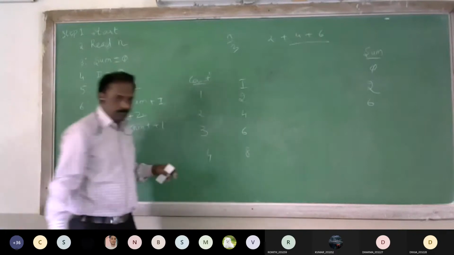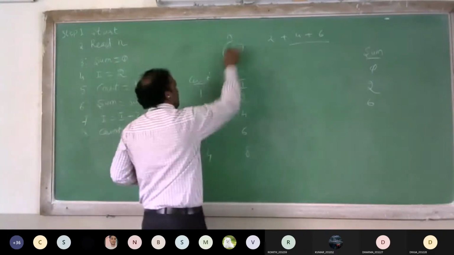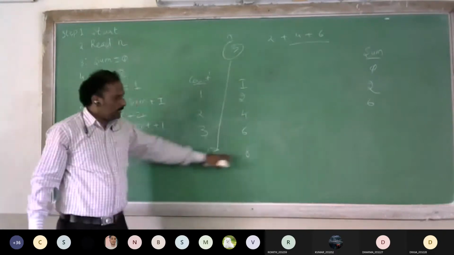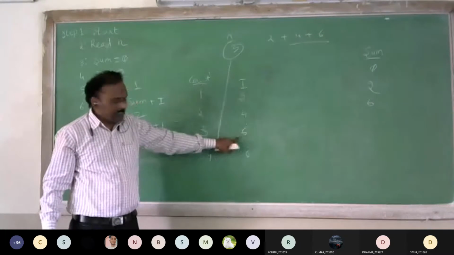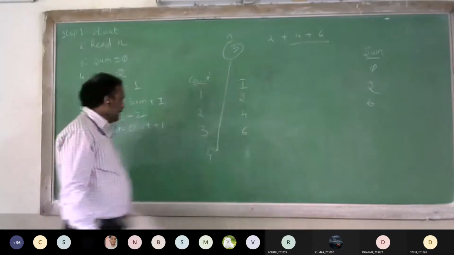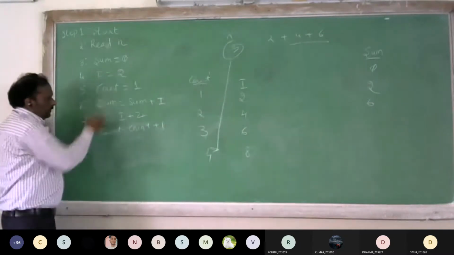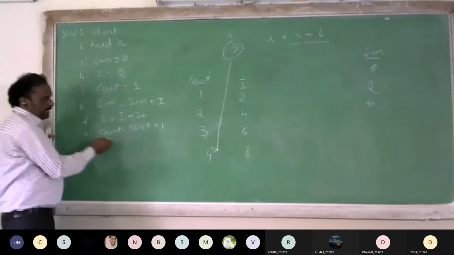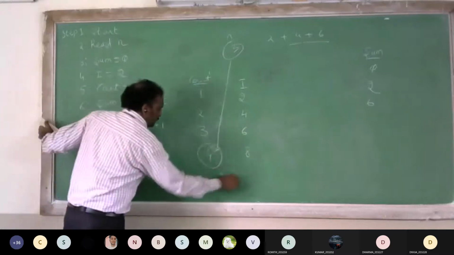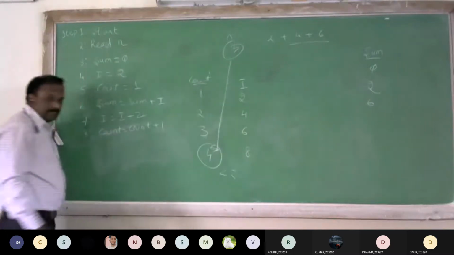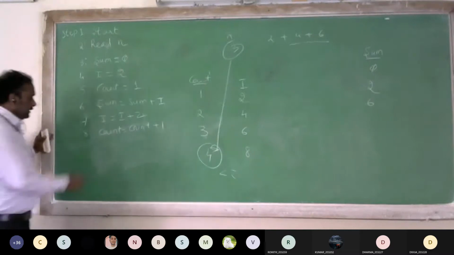Now count is 4. Now if n is 3 and count is 4, we should not add this number because we have already added 3 numbers. So how many times should this step be repeated? Until the count is less than or equal to n.